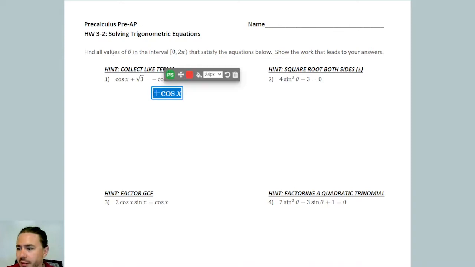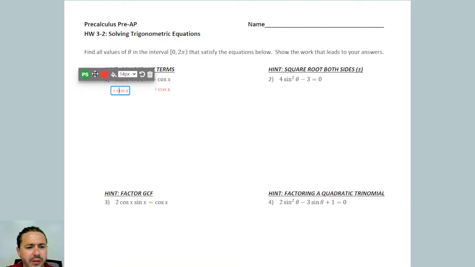Let's make that a little smaller here. Make it a little bit easier to read. Nope, doesn't like it. Okay, we're off to a great start here. Okay, that'll work.